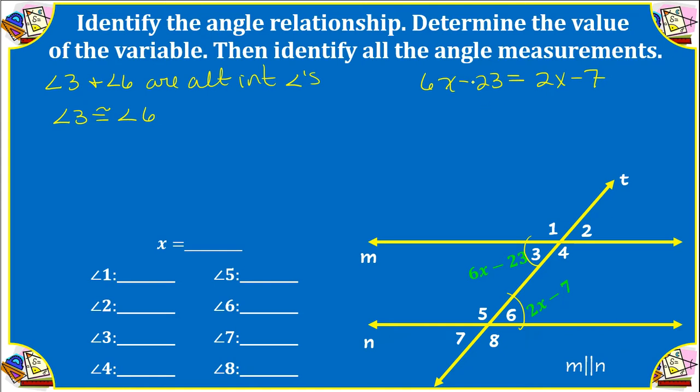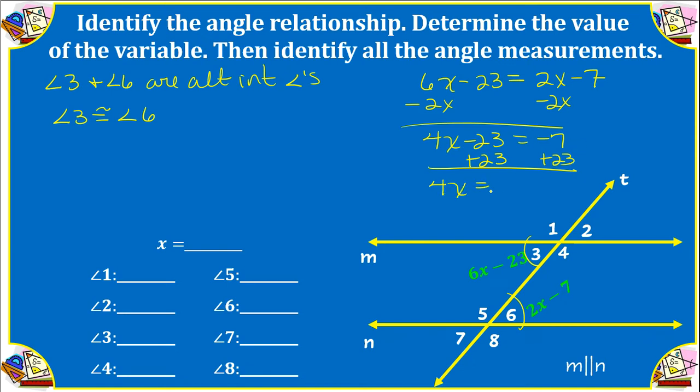So we are going to subtract our 2x. We're going to add 23. So 3 goes away, so that's 16 divided by 4. So my x value equals 4. So I'm just going to take angle 3, 6 times 4 minus 23. And so that gives me 24 minus 23. So that gives me 1. That's kind of weird, but it is what it is.